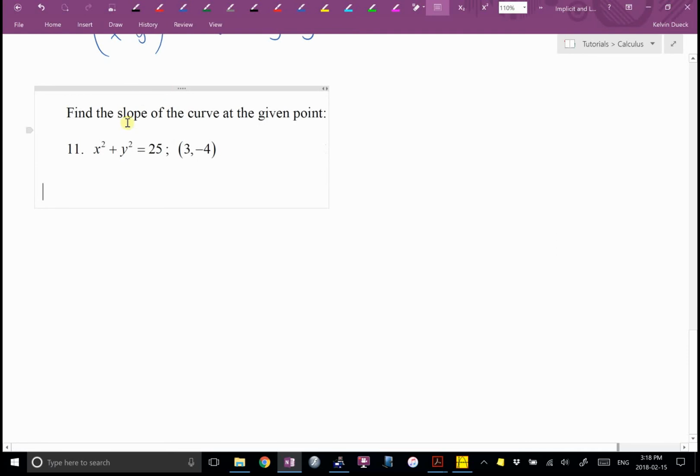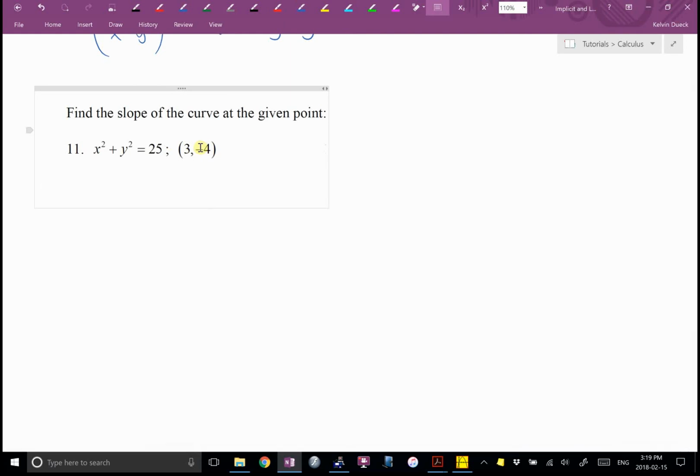What are we finding? Sure. And for a curve, that means take the derivative. I could try and get the y by itself, but it would be yucky and a lot of work. Now, they've given me an x and a y that apparently work in this equation. I'm going to ignore those for a while. First thing I'm going to do is take the derivative.